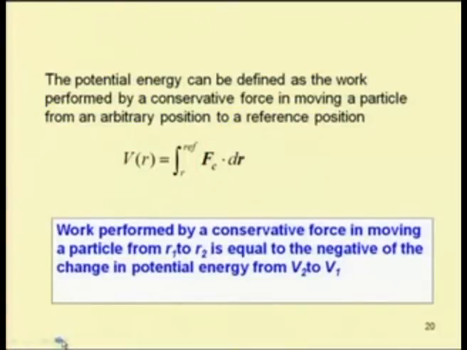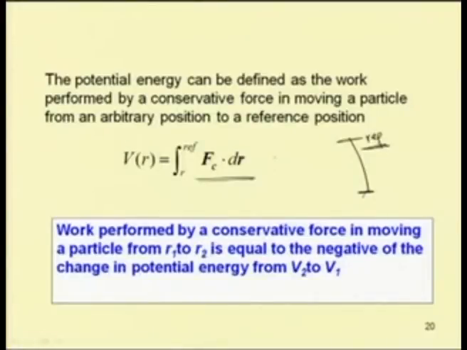The potential energy can be defined as the work performed by a conservative force in moving a particle from an arbitrary position to a reference position. Let this be the arbitrary position from which it has to be taken to this reference position. The work done by moving the particle from this arbitrary position to this reference position is known as its potential energy. Work done is force dot dr. Using this expression one can find the potential energy of the body.